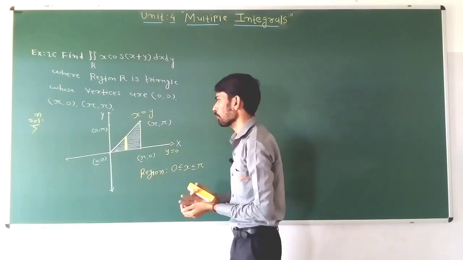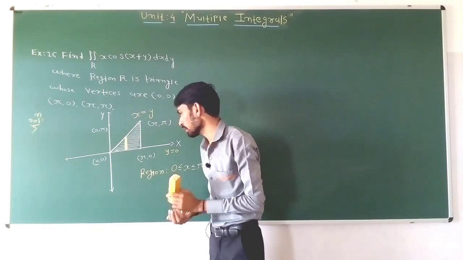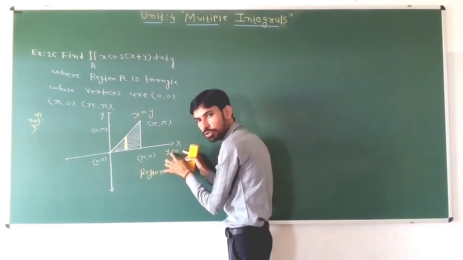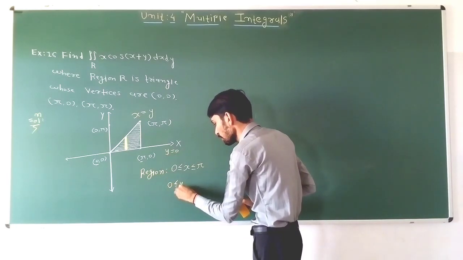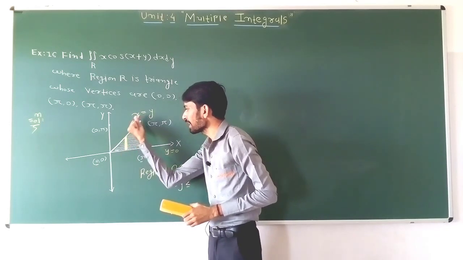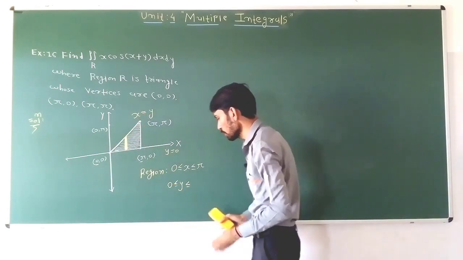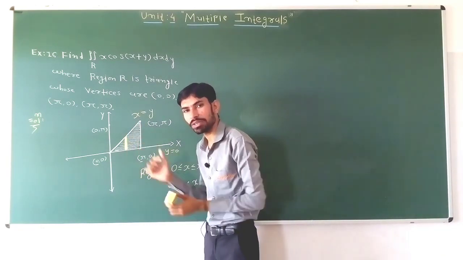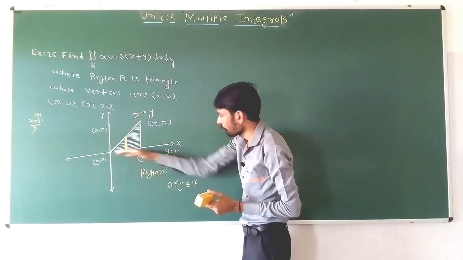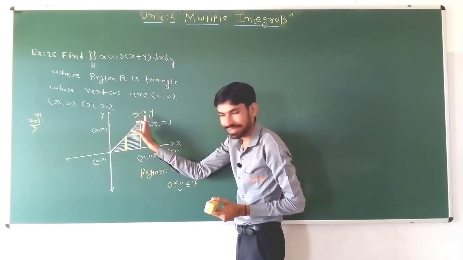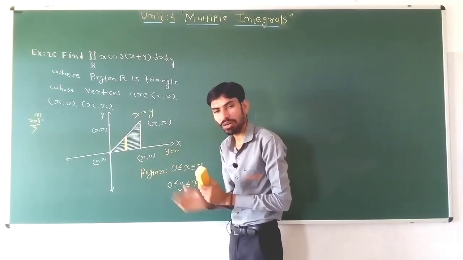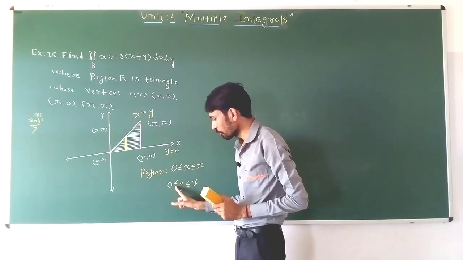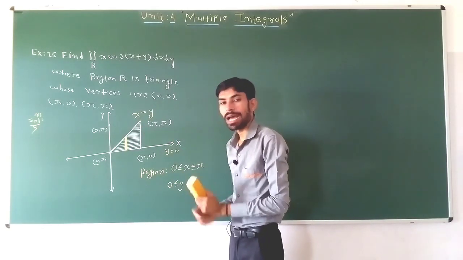Friends, now we have to find how far the region is covered on the y-axis. Our lower line has equation y equal to 0. So 0 less than or equal to y less than or equal to the upper line, which we found to be y equal to x. That means the region on the y-axis is covered from the line y equal to 0 to the line x equal to y, that is, the region between these two lines. That's why we write the limit of y as 0 less than or equal to y less than or equal to x.